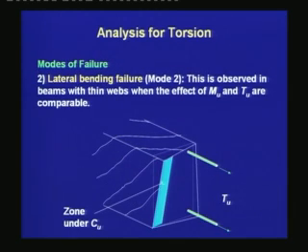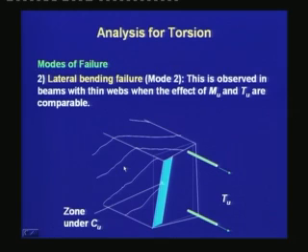The second mode of failure is called the lateral bending failure, which is denoted as mode 2. This is observed in beams with thin webs when the effect of Mu and Tu are comparable. Here the zone under compression is along the lateral side, and we can observe that the longitudinal reinforcement on the opposite side to the compression are in tension.